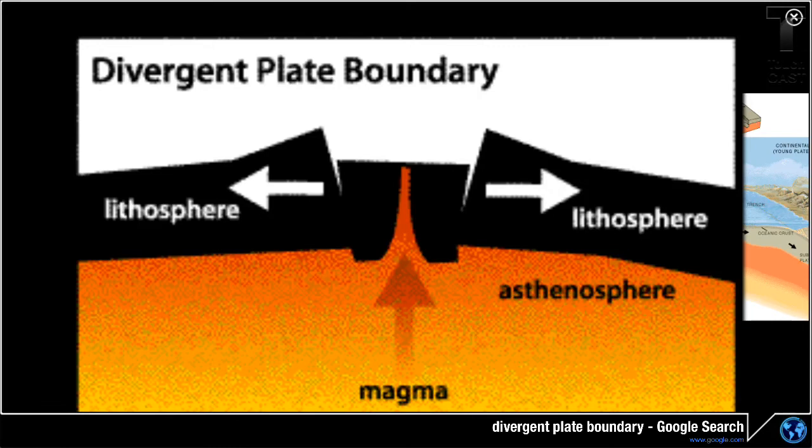So here's a simple example of what a divergent plate boundary may look like. You have the magma in the mantle, and again, the convection currents are the driving force that are going to push that magma up through a crack in the crust. And when it does so, it's going to cool and then push the plates apart that are already in existence. This is a divergent plate boundary.